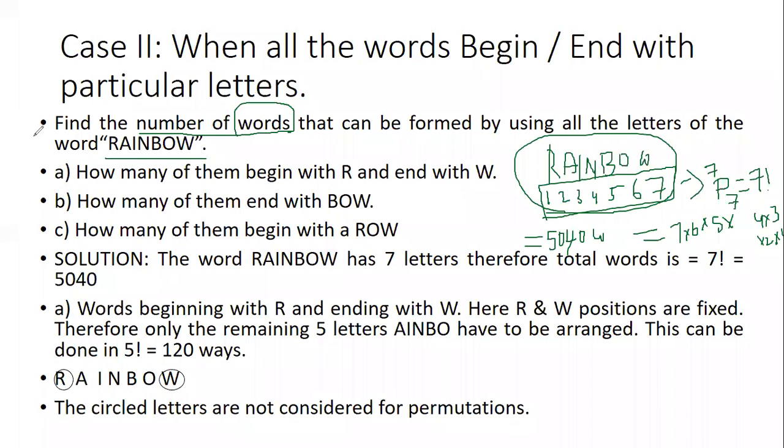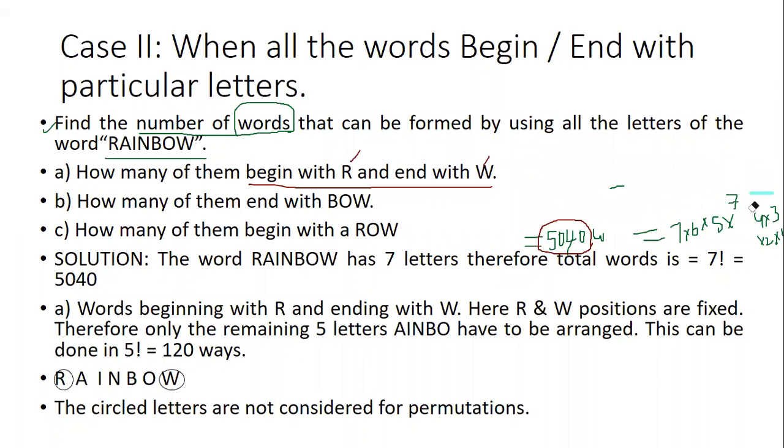Okay. Now this was for only the first question. Now let us get into the sub questions given to us. How many of them begin with R and end with W? So out of 5040 words, how many words will have the starting letter as R and the ending letter as W? Okay, so let us check that.